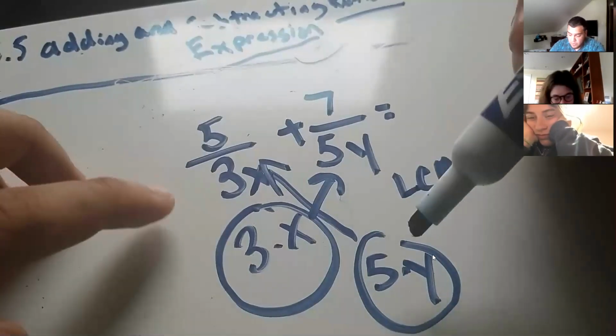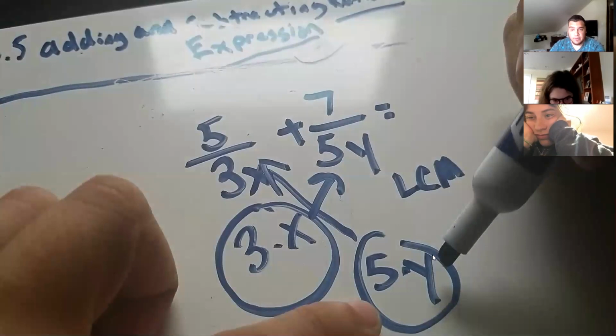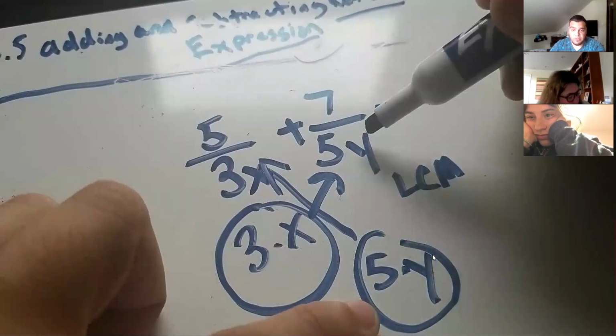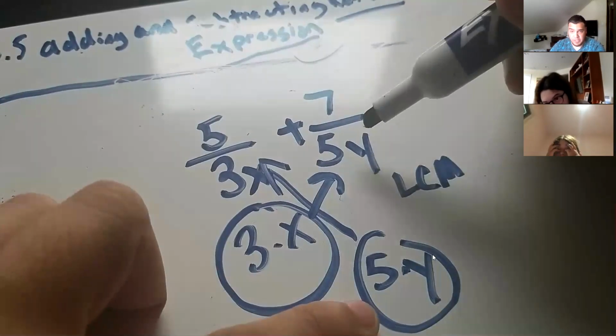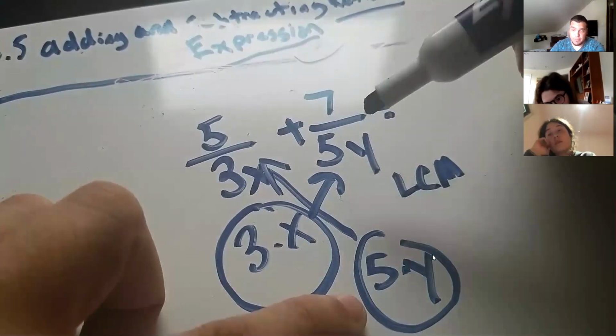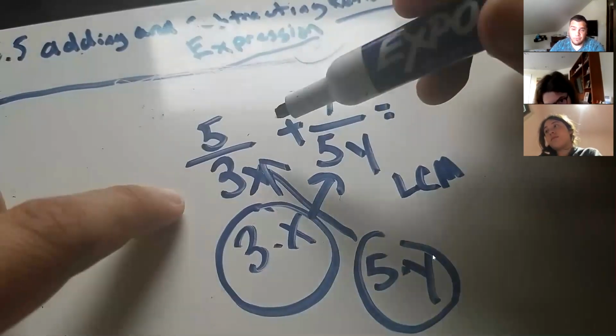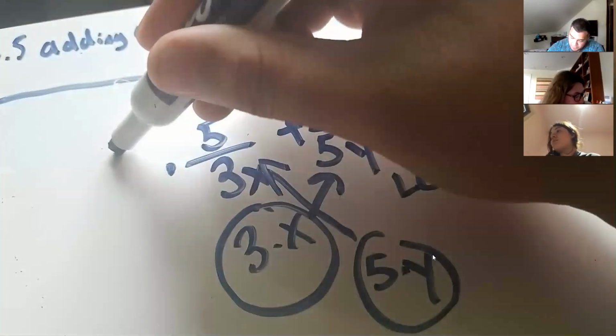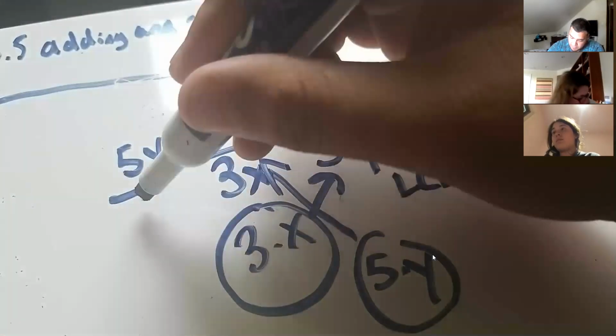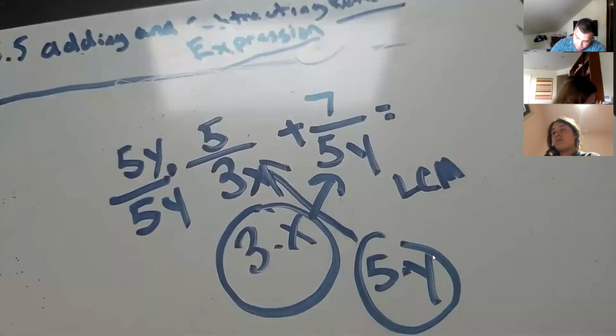So over here, the 5y is unique to the right side. So I don't want it to be unique, though. I want it to be shared or common. So I'm going to give 5y to this. When I say I give 5y, I'm multiplying the top and the bottom by 5y.